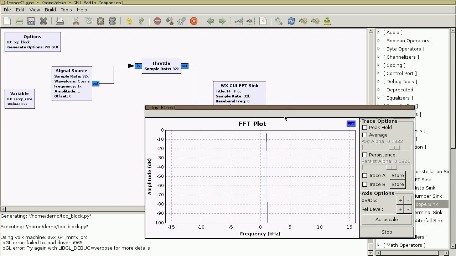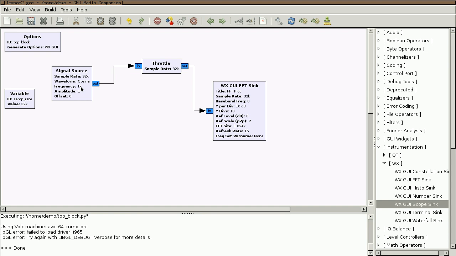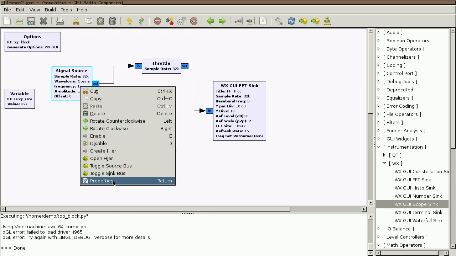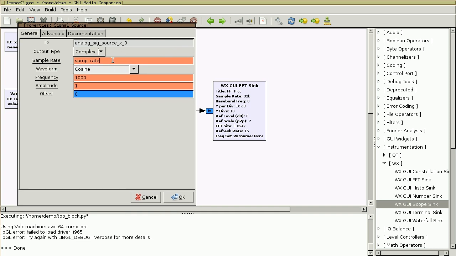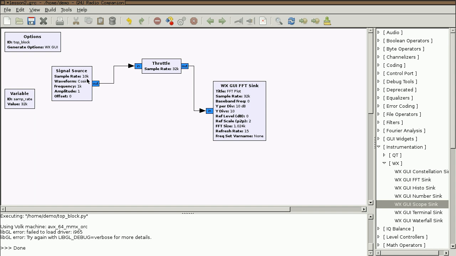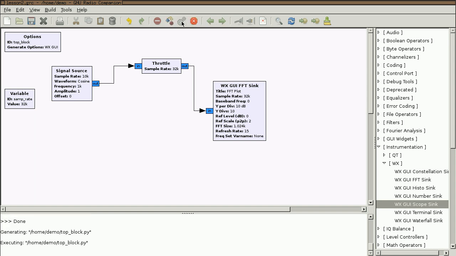Now, the next question I asked is, what if the source and sink have different sample rates configured? Well, let's try something. Let's set the signal source to have a different sample rate. Normally I recommend that you always use a variable and have the sample rate the same through all blocks that should be using the same sample rate. So here I'm going to intentionally violate that rule, and instead of setting it to 32,000, I'll set it to 10,000. And so now we have a mismatch between this sample rate here and this sample rate here. Let's see what happens.